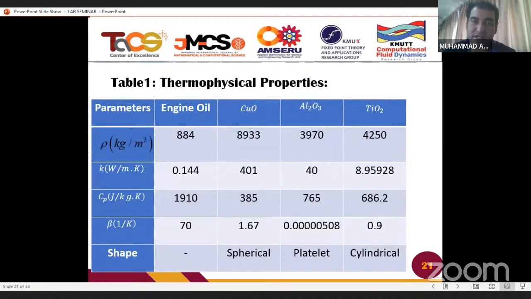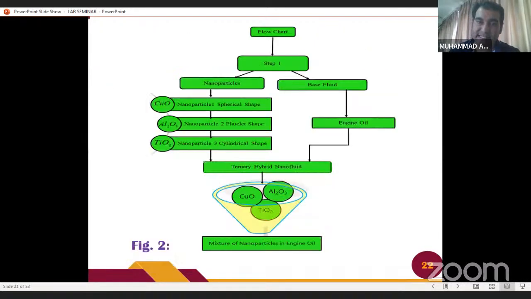As in the present study, we consider engine oil as a base fluid, and we suspend 3 different particles, and the shapes of all these particles are different. Copper oxide has a spherical shape, aluminum has a platelet shape, and titanium has a cylindrical shape. These experimental values are obtained from the website, and then we use these values in our analysis and find out the rate of heat transfer in the working fluid, engine oil.